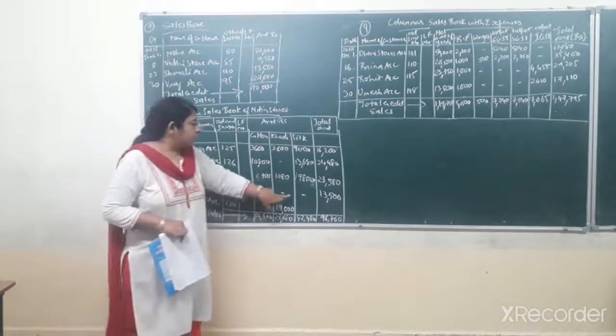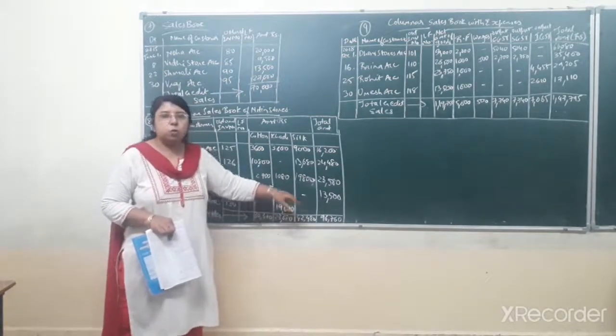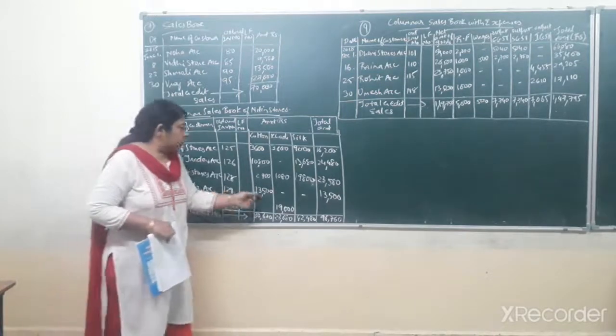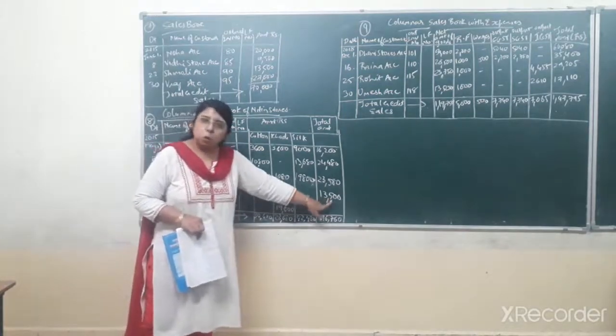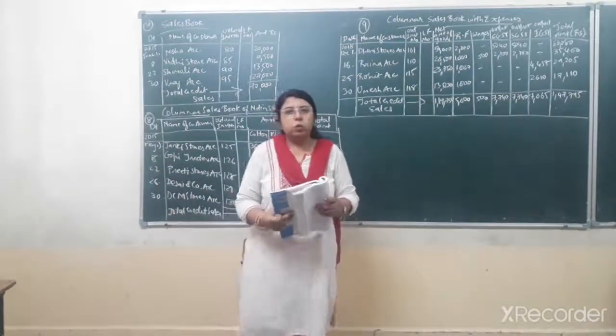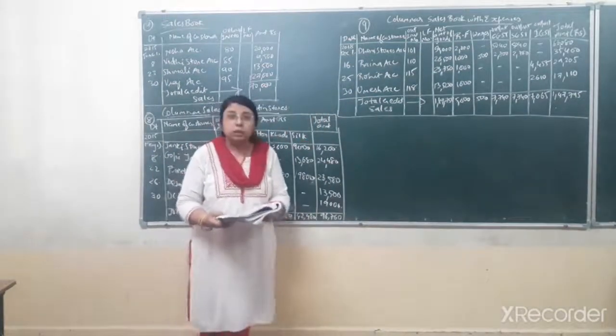And in the column of khadi and silk you will put a dash, because no goods of khadi and silk are sold to the customer. Okay. So directly the same amount will come in the total amount also, that is 13,500. Okay. Now moving on to the last transaction, that is on the 30th date.